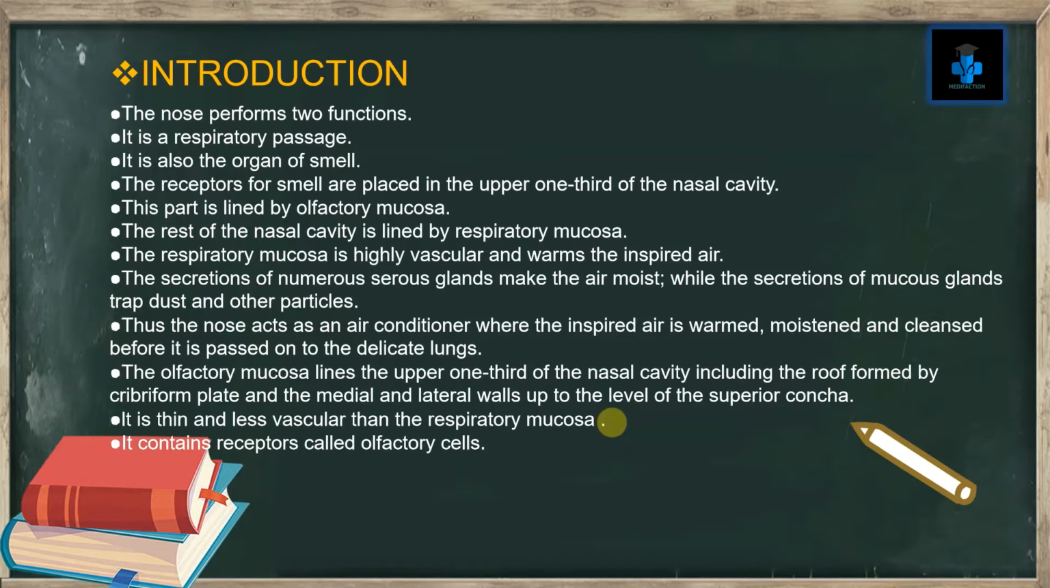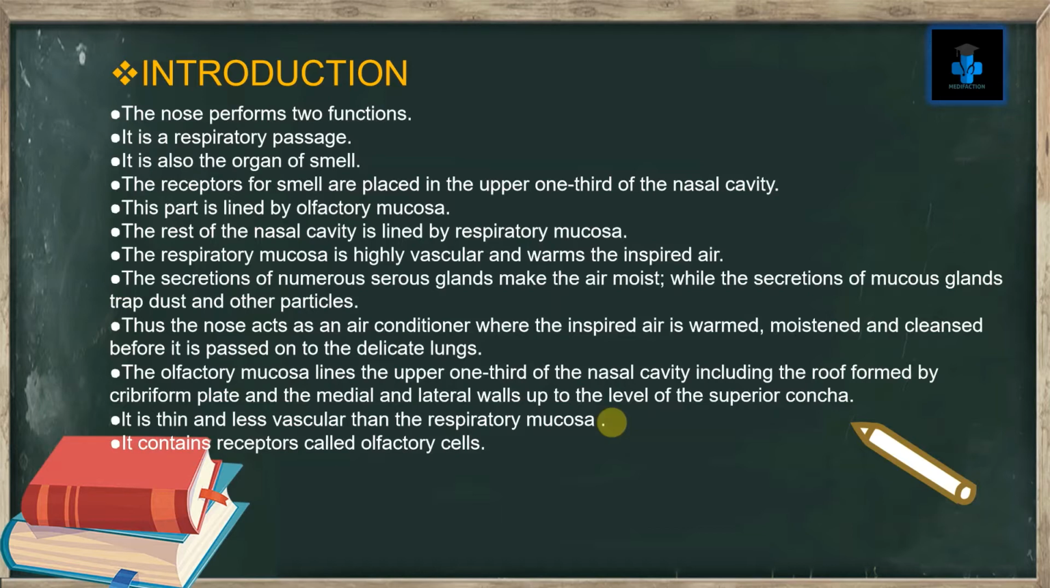The respiratory mucosa is highly vascular and warms the inspired air. The secretions of numerous serous glands make the air moist, while the secretions of mucous glands trap dust and other particles. Thus, the nose acts as an air conditioner where the inspired air is warmed, moistened and cleansed before it is passed on to the delicate lungs.